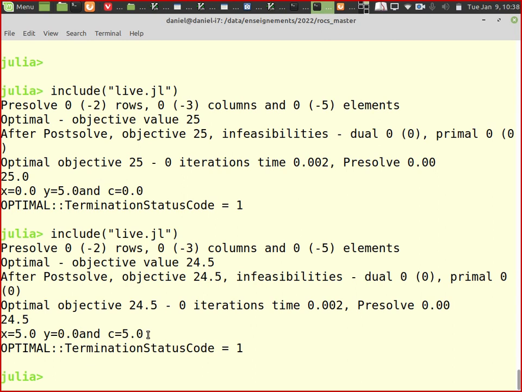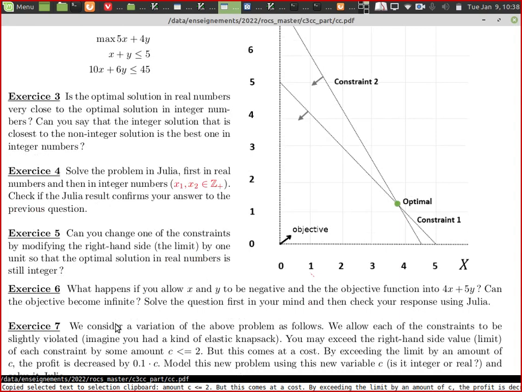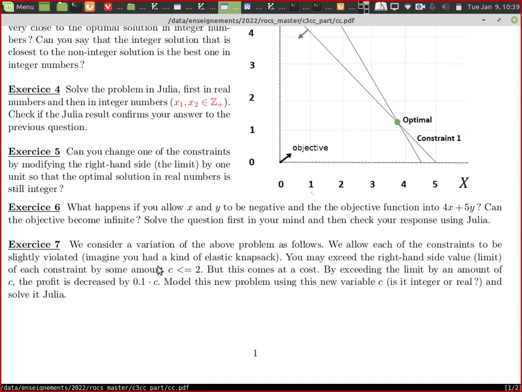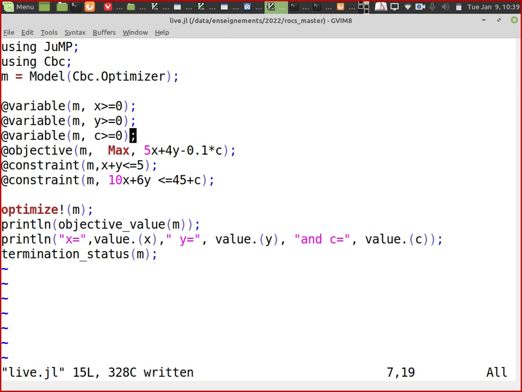Something unexpected happened. I had c equal 5, but what I said in the exercise is that c is between 0 and 2. So what we should have written here, either you can write it like this, or more naturally the other way around. Okay, I think it should work. Okay, c is between 0 and 2.